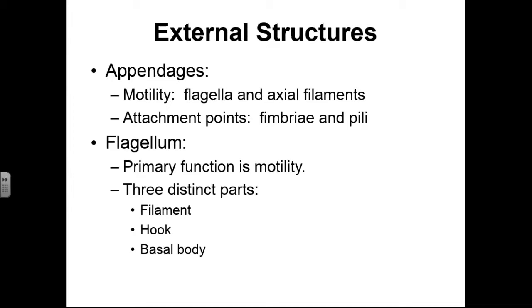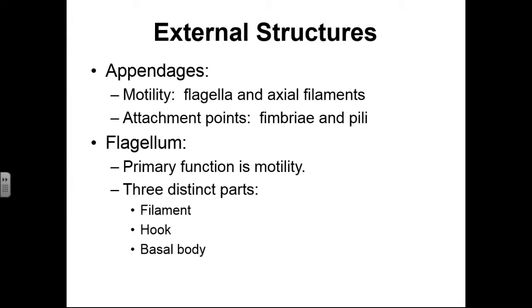Flagella and axial filaments are always going to be used for movement. Sometimes an axial filament is referred to as an internal flagellum. Depending on who you talk to, they'll call it one or the other. To me, it's a potato-potato situation. For attachment, fimbriae and pili are going to be used, in addition to the glycocalyx. But the glycocalyx really isn't much of an appendage. It's more of an oozy capsule, so to speak. So, for our appendages, flagella are movement, fimbriae and pili are attachment.